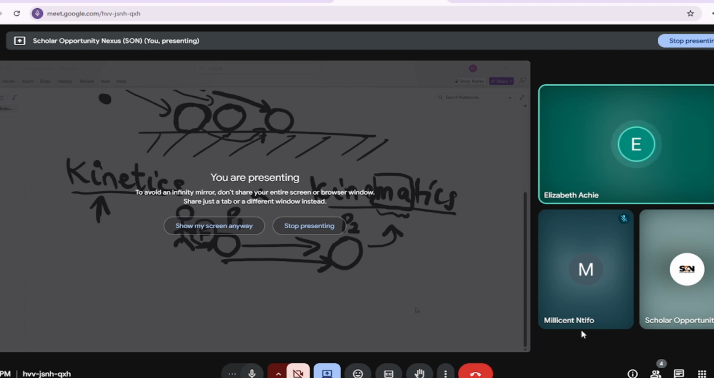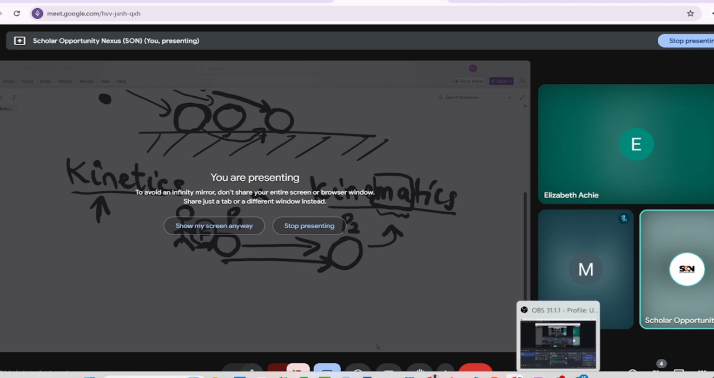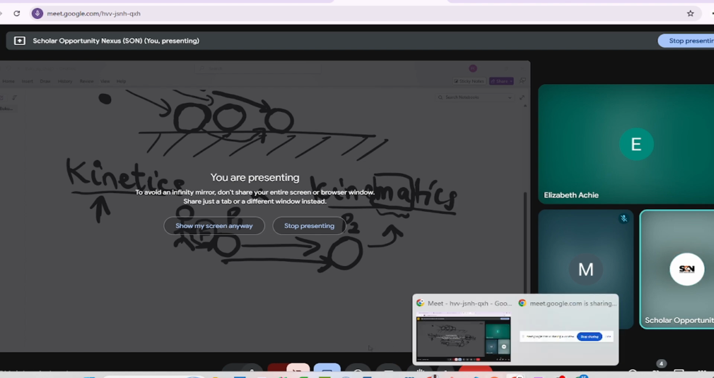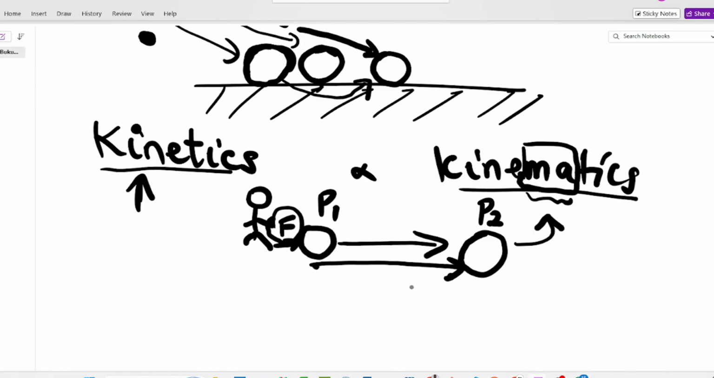Yeah. So what I got is that kinetics is the kind of motion that considers all external forces that act on the body. But kinematics doesn't consider the external forces that act on the body. Which one don't we consider? We don't consider the forces. Which one? Kinematics. So kinetics, we just consider the forces, right? Good, thank you, Kennedy. So that's what we got so far.